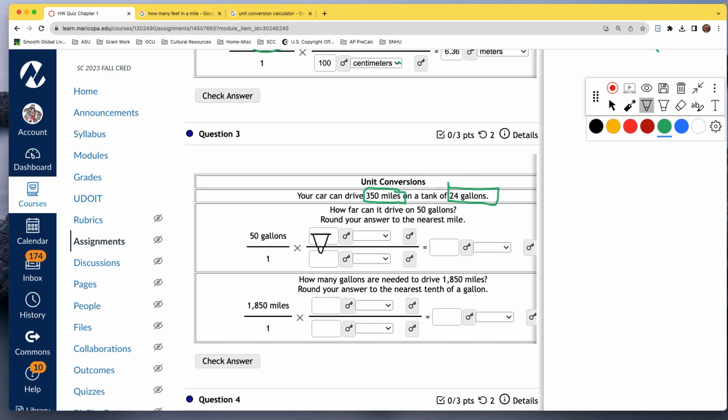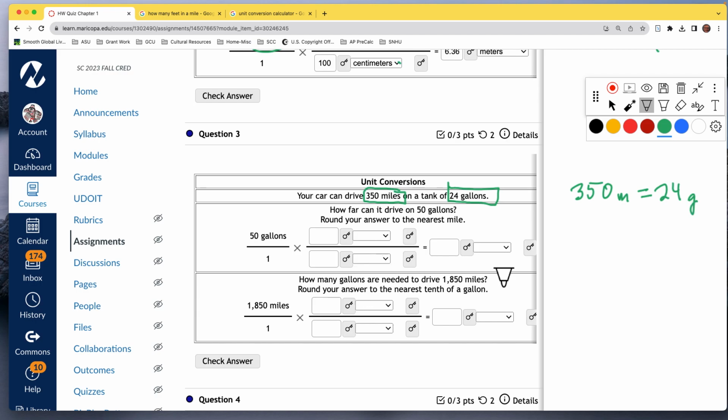Again, what we're looking at is we're sort of converting gallons into how many miles it would be. Now, this is a little bit more abstraction. It's this particular car, how far could it go? So what we're thinking is that 350 miles is equal to 24 gallons, at least for this car. If I have 24 gallons, I can drive 350 miles. If I drove 350 miles, I must have used up 24 gallons.